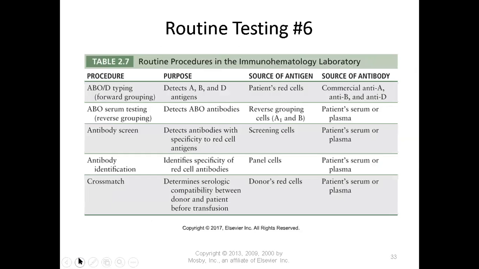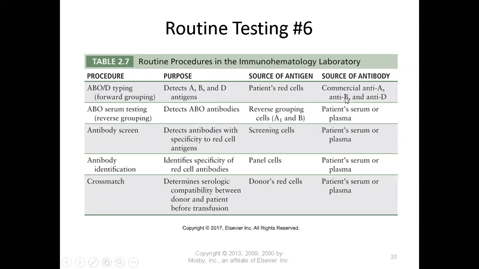So as we go through the semester, we're going to be talking about, and virtually looking at, ways of doing a variety of different types of tests. And so this is table 2.7 in our textbook, which basically is just talking about some of the more common procedures that are done in the blood bank lab. And so forward typing is determining the antigens present on the patient's red cells. And so we're going to see if they have A, B, or big D. And how do we find out if they have any of these antigens? We use known antibodies called anti-sera.